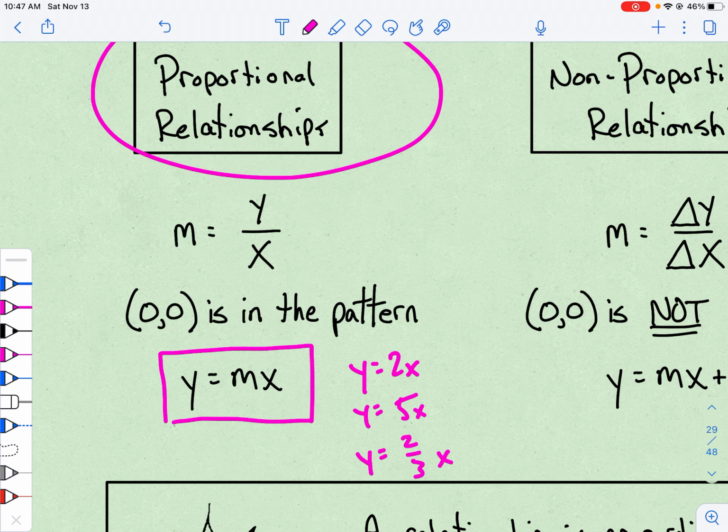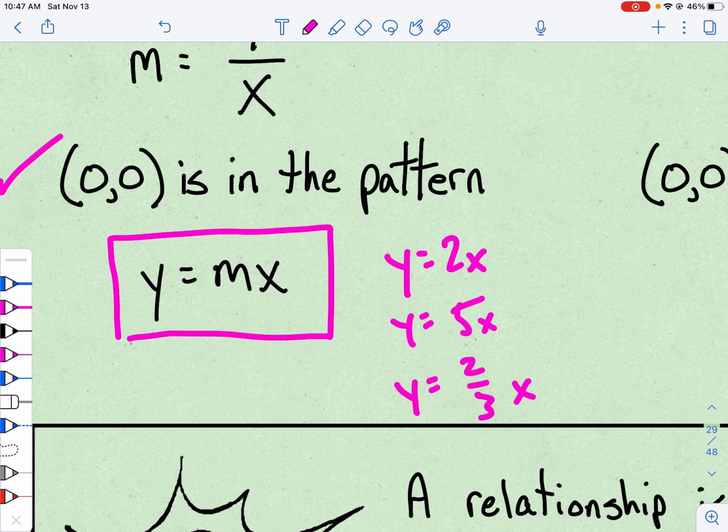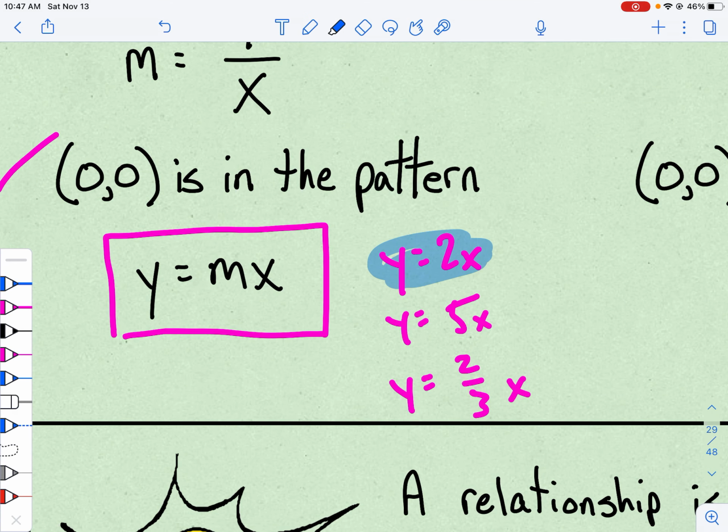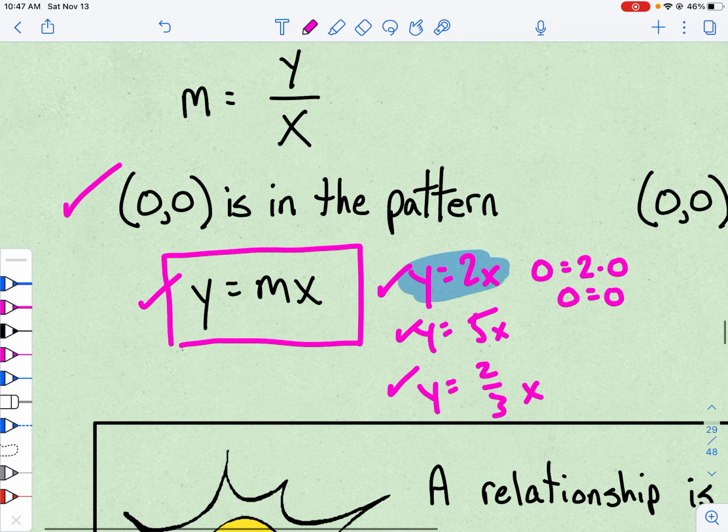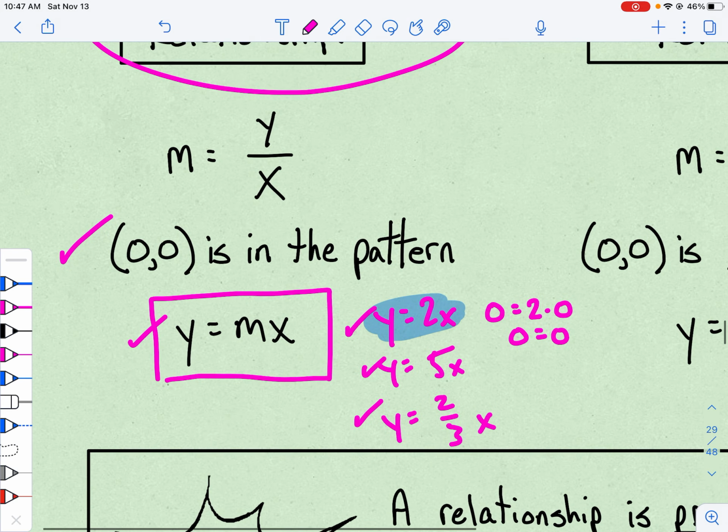Also, any proportional relationship has (0, 0) in the pattern. If you imagine our first equation here, y = 2x, if I put a 0 in the y spot and a 0 in the x spot, I get 0 = 0, so that's a true statement. That means that each of these equations, this one, this one, this one, and the generic version, could take (0, 0), put it in the x and the y location, and get a true statement. That means (0, 0) is always part of the pattern.